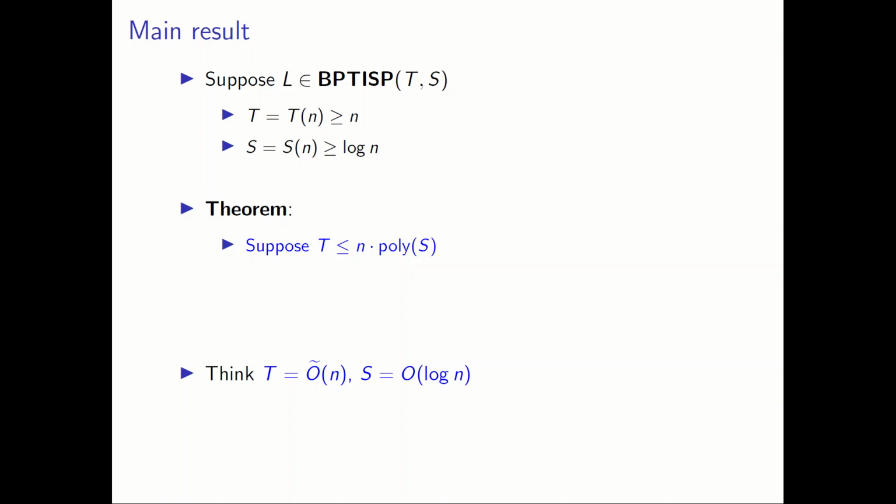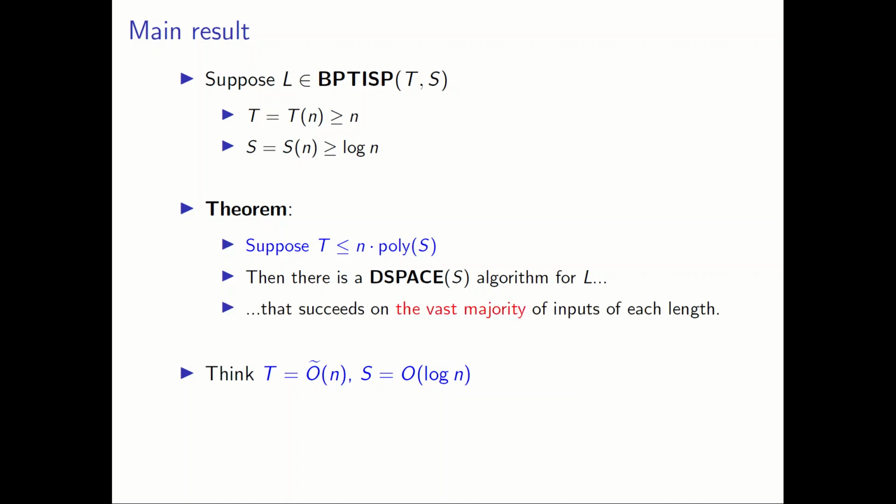The Nisan-Zuckerman theorem does not apply in this regime. But what we're able to prove is that there's a deterministic algorithm for this language that runs in space O(s), optimal, with a catch. The catch is that our algorithm is only guaranteed to work on most inputs. On a tiny number of inputs of each length, our algorithm will just give the wrong answer. This is what is called a typically correct algorithm, a typically correct de-randomization.